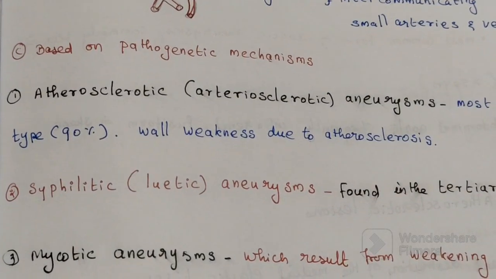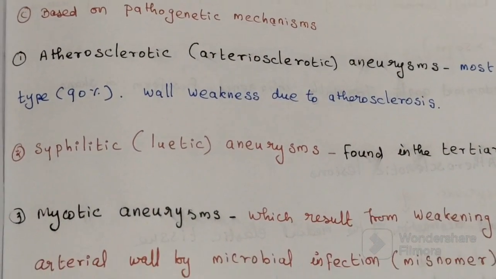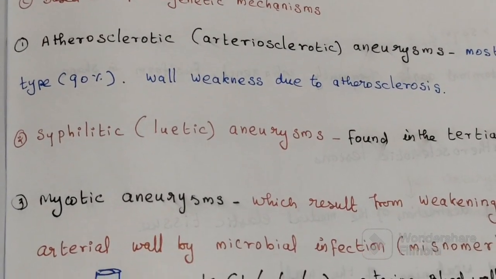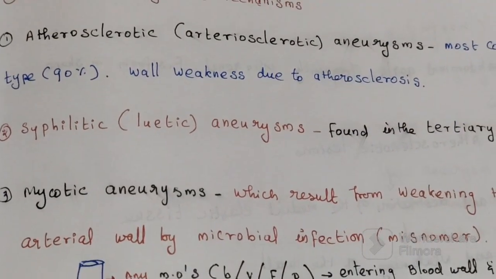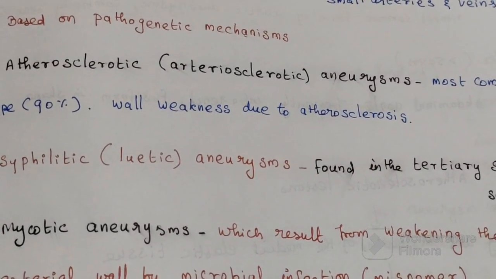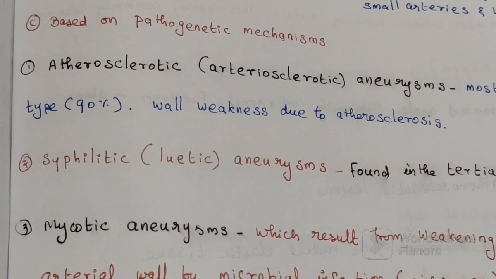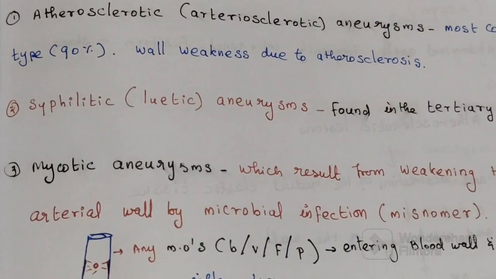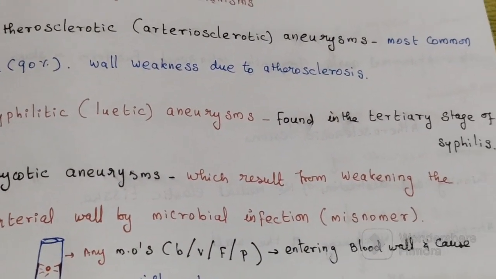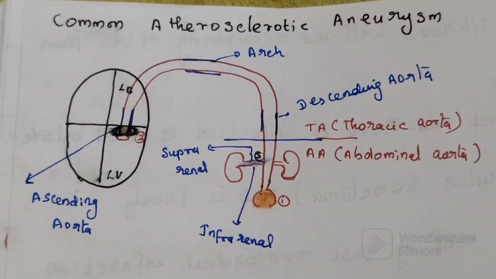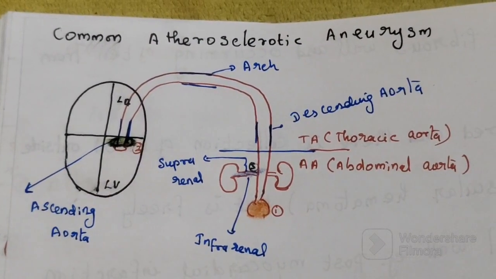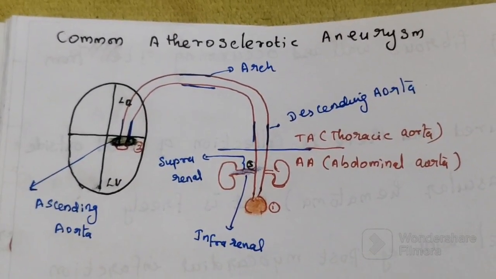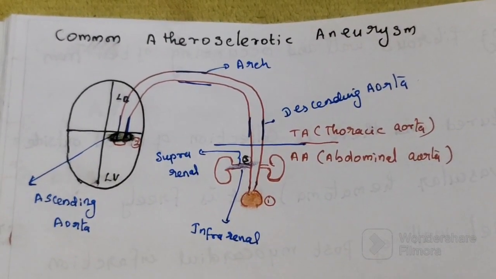First one is atherosclerotic aneurysm, syphilitic aneurysm, then mycotic aneurysm. First one is because of atherosclerosis, majority 90%. Second one is because of Treponema pallidum. Third one is because of microorganism. The most common is aortic aneurysm, most commonly seen in male. Most common site, aorta.